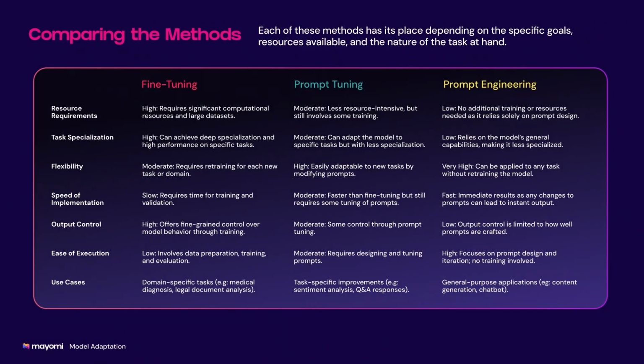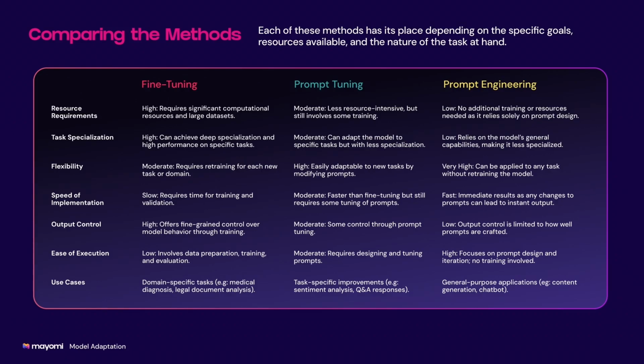Now, up to 2020, fine-tuning was the primary method used. And while this is great for task specialization, as I noted earlier, the downsides of this is that it's very resource intensive, can be quite slow, and it requires continuous maintenance.